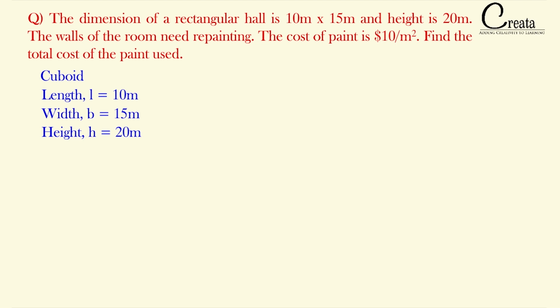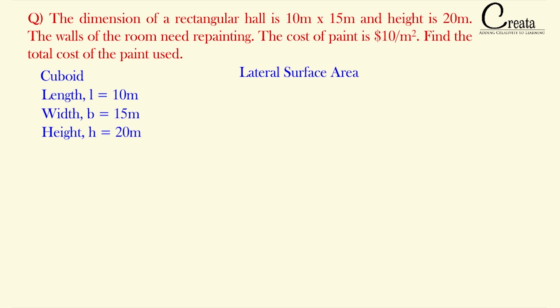Further in the question, it is given that the repainting of the walls is required. Means we have to consider only the walls. Roof and the floor are not included in the painting of the walls. So only the four walls of this cuboid we have to consider. That is, we have to consider only the lateral surface area.